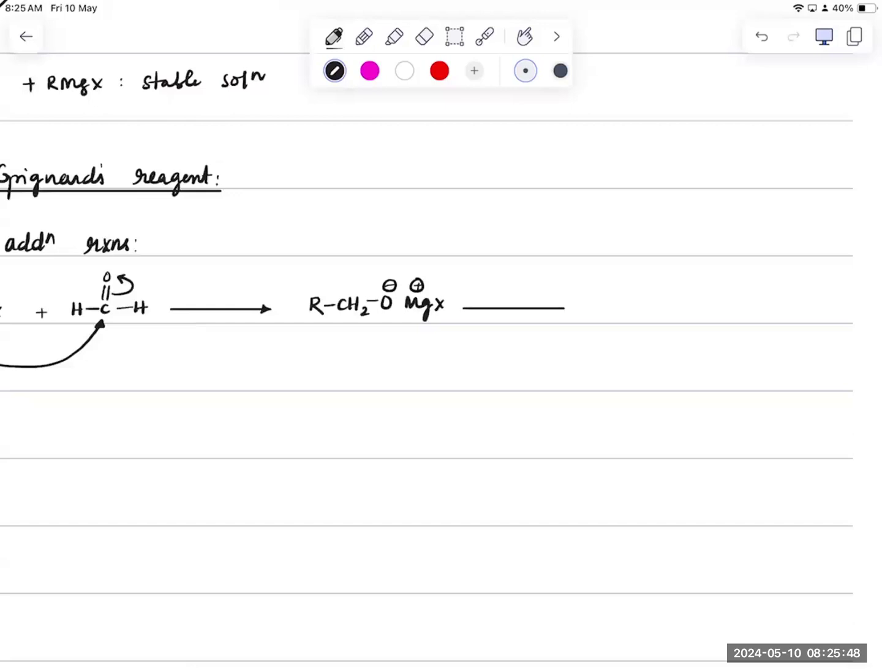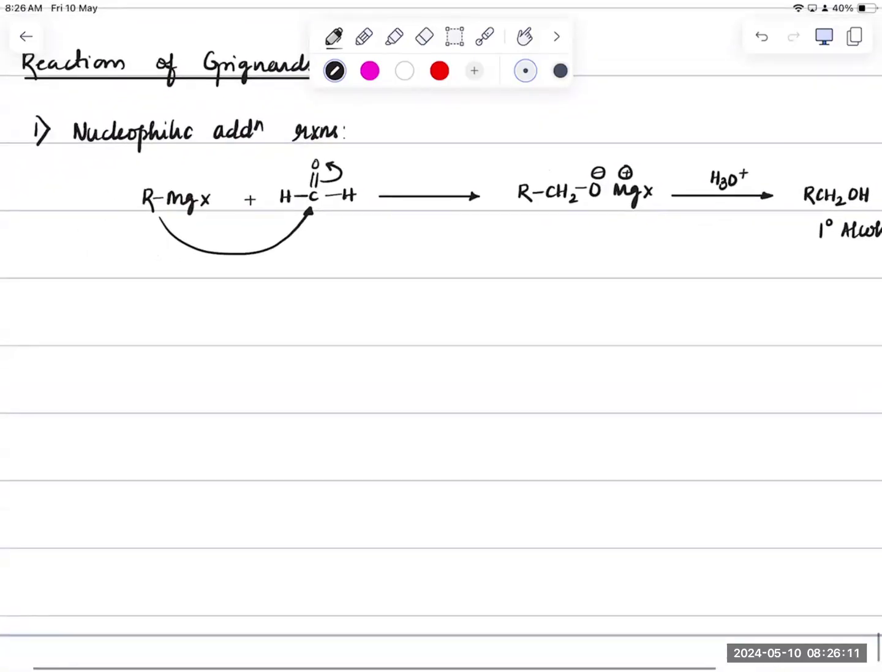And if this is followed by hydrolysis, that is, if you take H3O plus on it, we will get RCH2OH. What we are getting is a 1 degree alcohol, plus magnesium would become MgX and OH. So this is the product you will get. Okay. So I hope all of you understood what is going on here. Similarly, this is for formaldehyde.